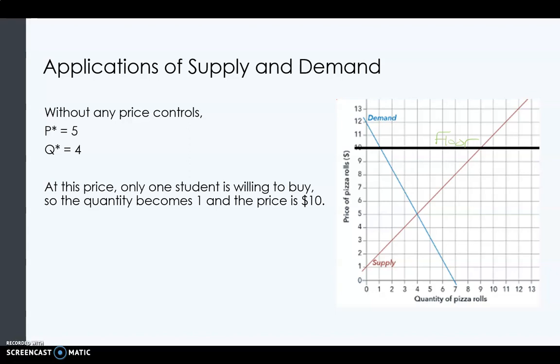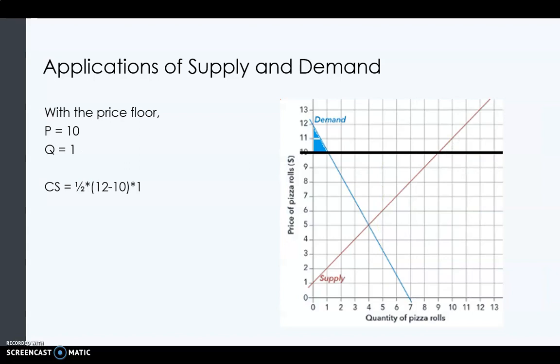One student is willing to buy, right? Because if we look at where this price intersects our demand curve, we drop that down and we see that is a quantity of 1 and the price is $10. So with the price floor, we're going to get consumer surplus in this little triangle going from 12 down to 10 over 1. That's going to give us half of 2 times 1. It's half because it's a triangle. So we end up with half of 2, which is 1.